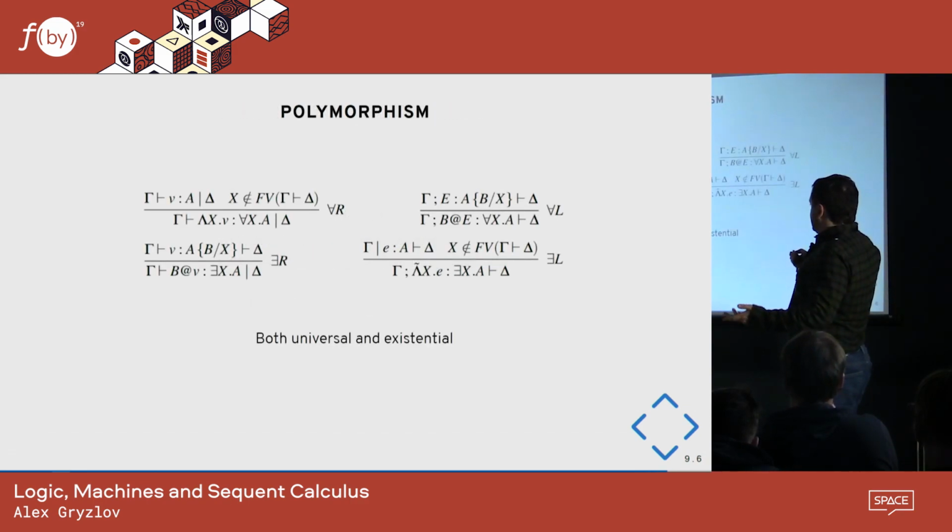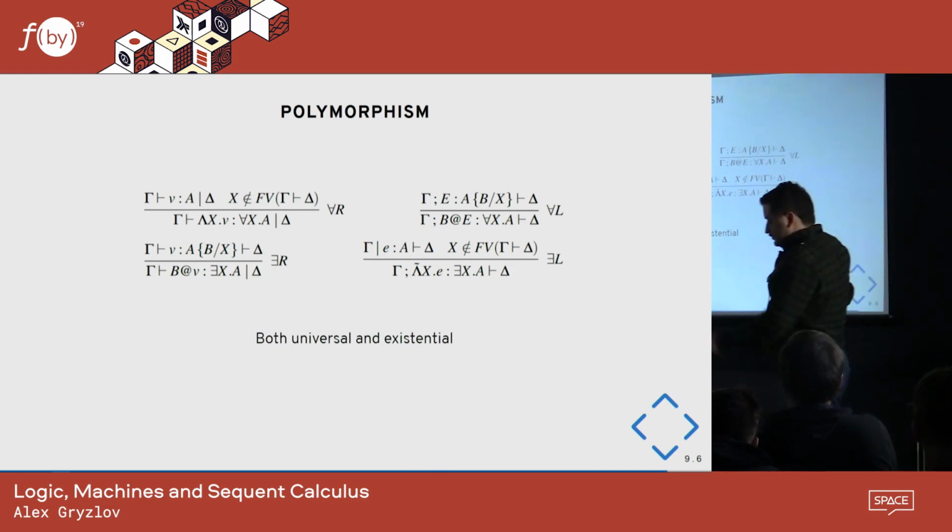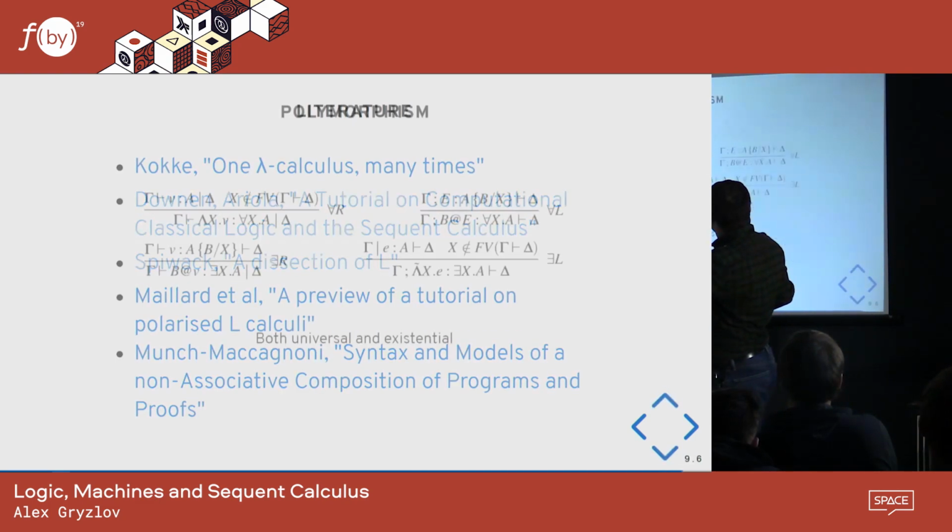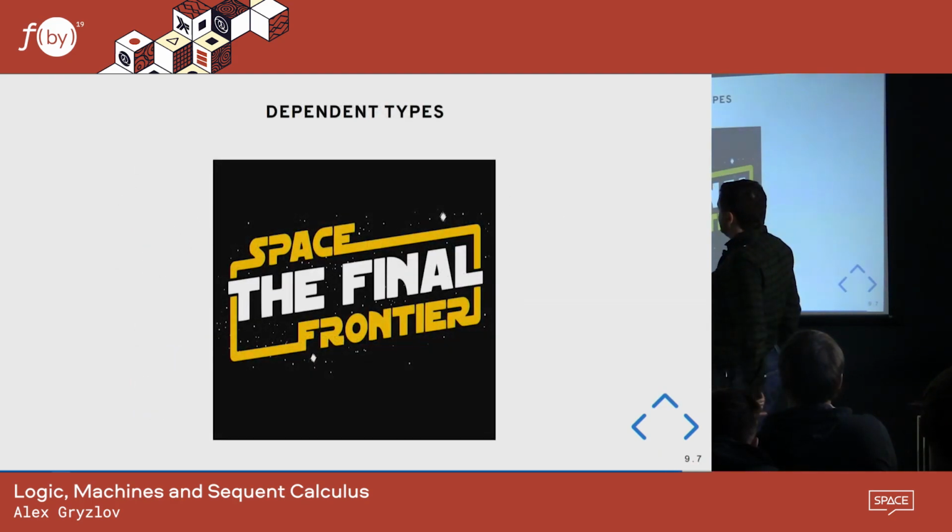We can add polymorphism, so move to System F, like you've seen in the talk today, but this gives us both universal and existential polymorphism for free, because they're symmetric. Sorry, yeah, we can add dependent types. This is not fully worked out in the literature, but if done, this would give us a proof assistant like in Idris or something else that would allow you to reason both about finite and infinite computations.